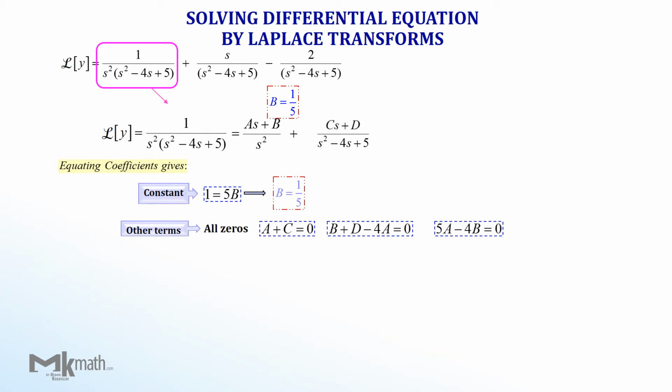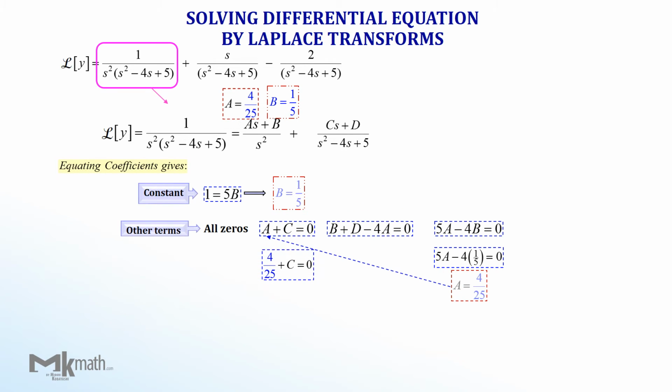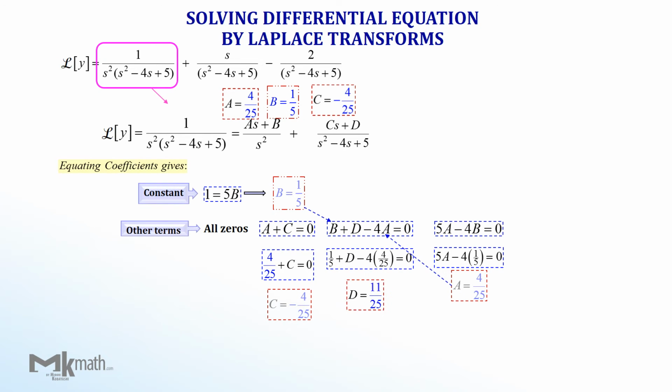Since b equals 1 over 5, substituting it into 5a minus 4b equals 0 gives a equals 4 over 25. Since we found a equals 4 over 25, substituting it into a plus c equals 0 gives c equals negative 4 over 25. For d, substituting b equals 1 over 5 and a equals 4 over 25 into b plus d minus 4a equals 0 gives d equals 11 over 25.